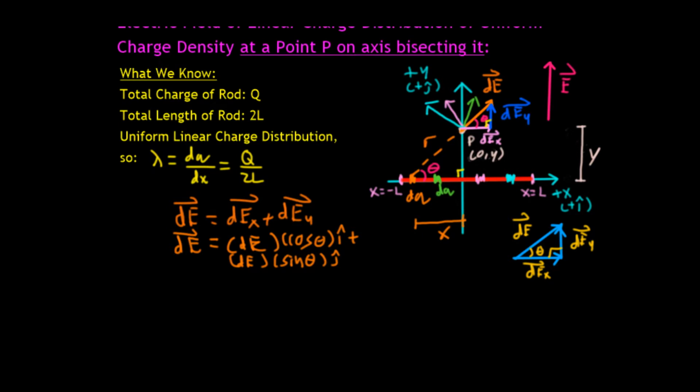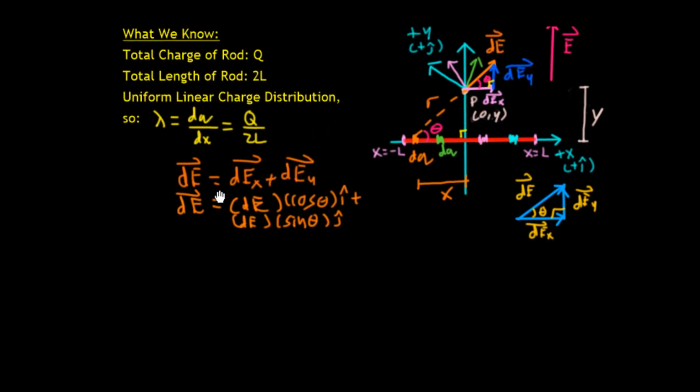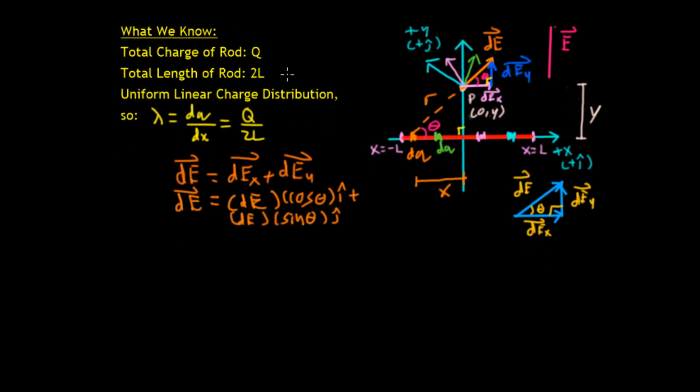So you want to remember the equation for the electric field due to a point charge, because we're going to treat the dq's as point charges. For a point charge, the magnitude of the electric field that it creates is kQ over r squared. This is for the magnitude of the electric field due to a point charge, and really it's the magnitude of Q.